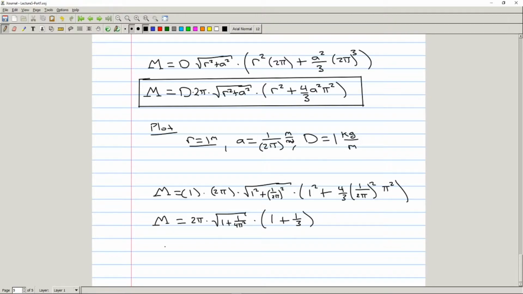And what we're left with is that the total mass is equal to 8/3 pi times the square root of 1 plus 1 over 4 pi squared. And this is in kilograms. Or when we approximate this, it's about 8.48 kilograms.